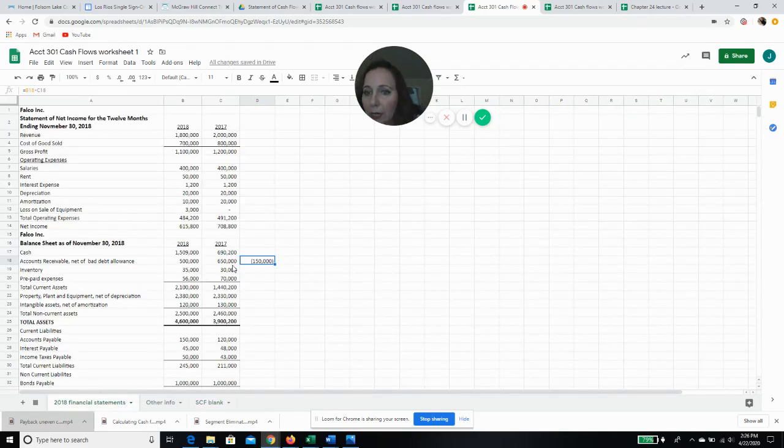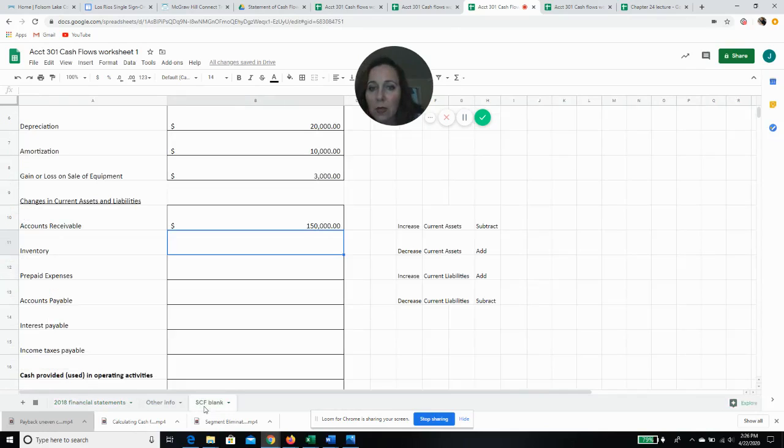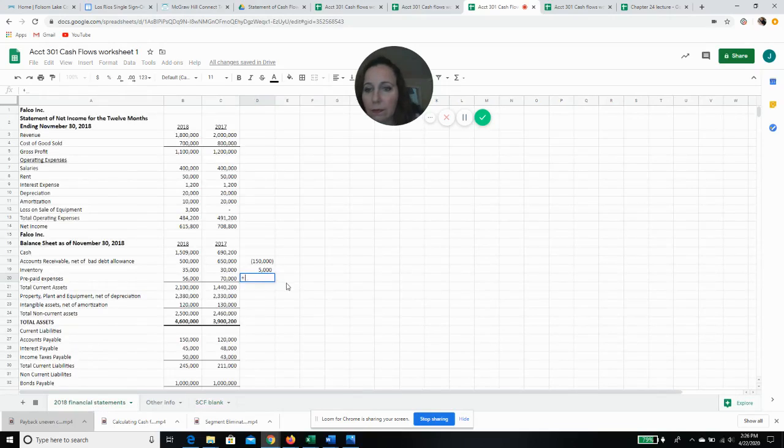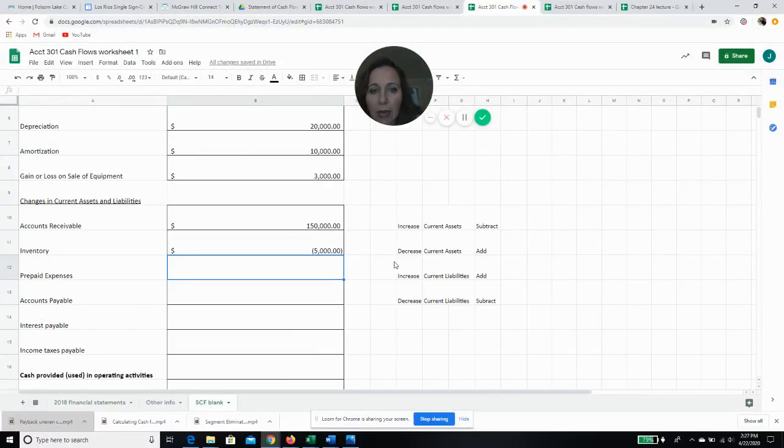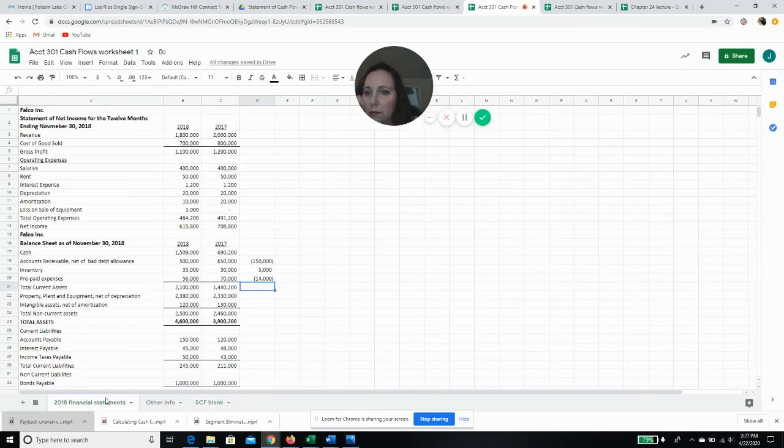My inventory increased by $5,000. If I increase my current assets, then I subtract them. So I'm going to say negative $5,000. My prepaid expenses decreased by $14,000. So I'm going to go back here and I have a decrease. So I'm going to add $14,000 to my cash flows. All right, that's it for my current assets. That's all I've got.